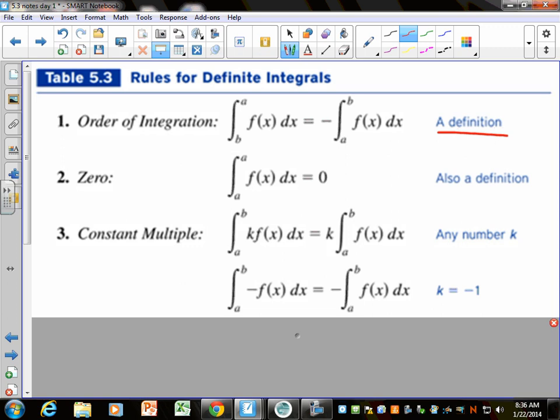This is kind of still a constant, right? I guess they're giving you an example of this. This would be a constant of -1, so you could pull the negative out just because it's a constant. If there was a 3, you could pull the 3 out, right? So that's saying if k equals -1, then you just pull the negative out.